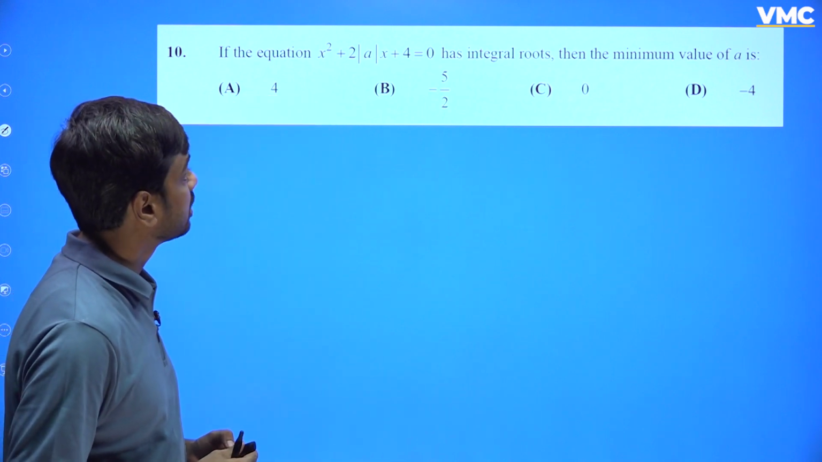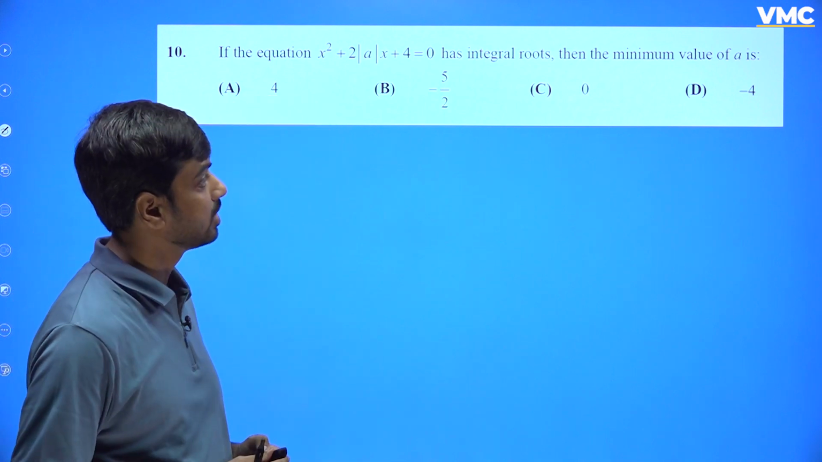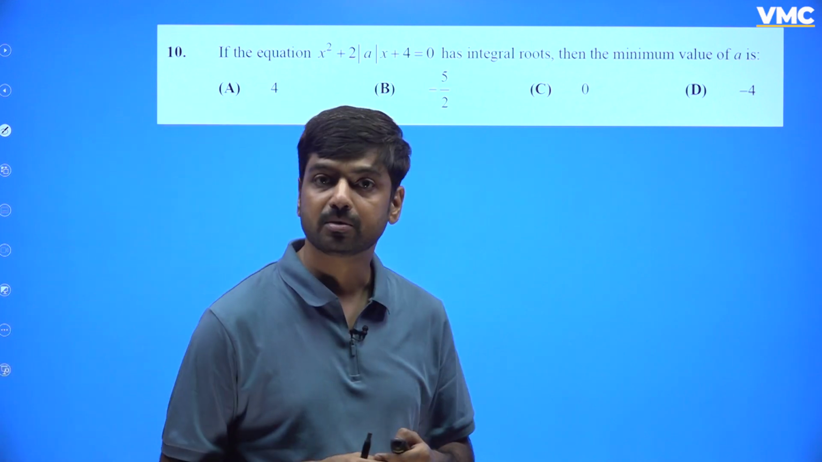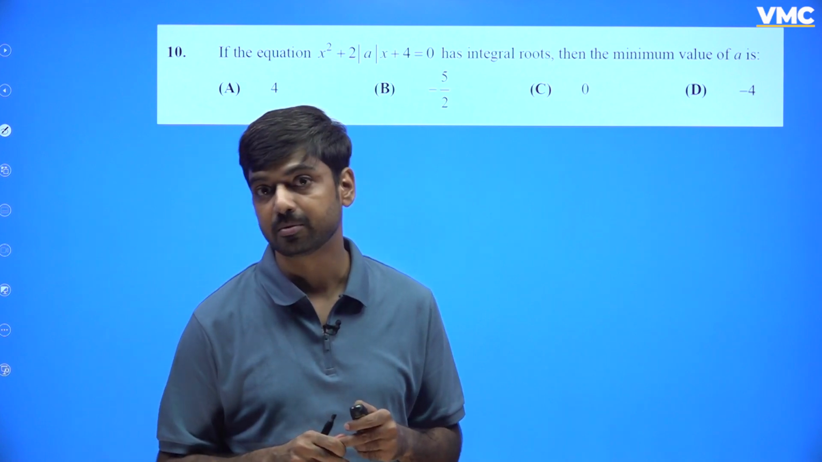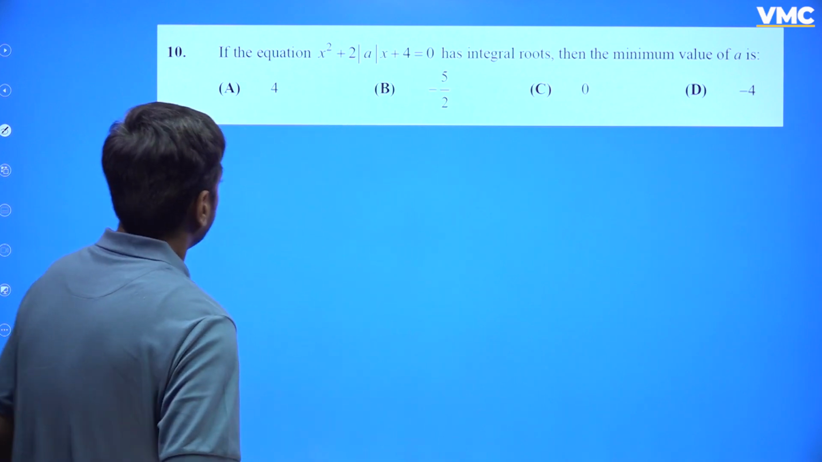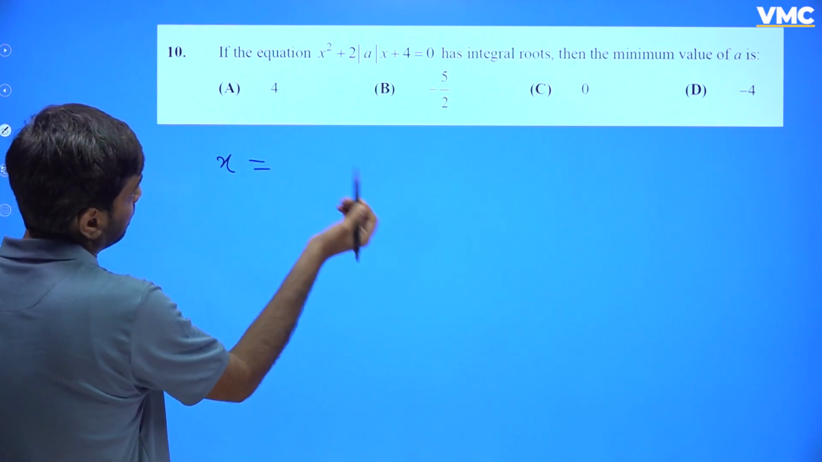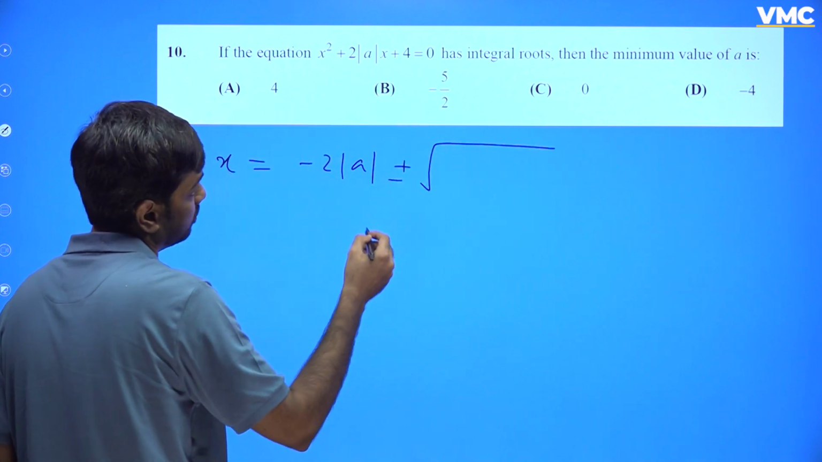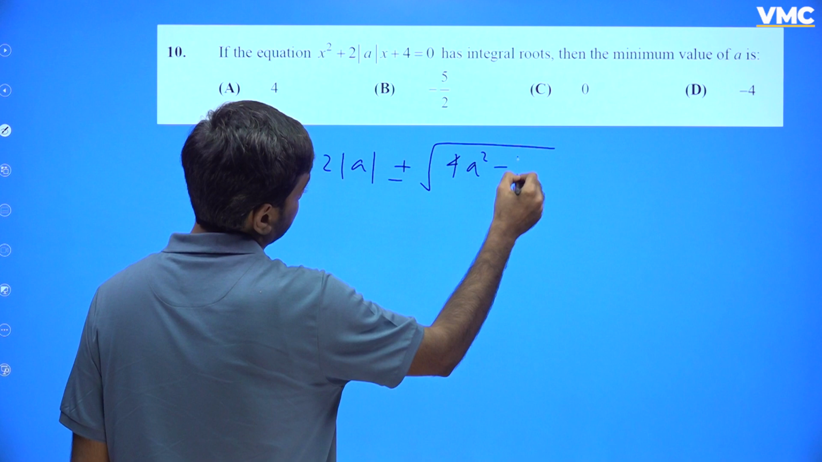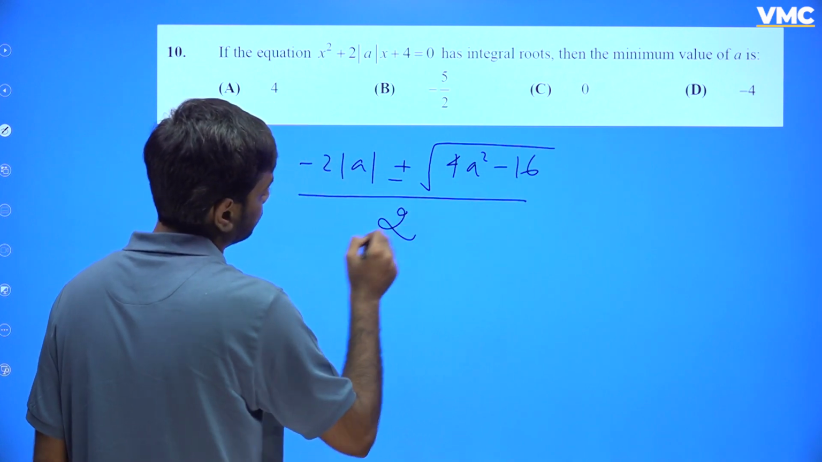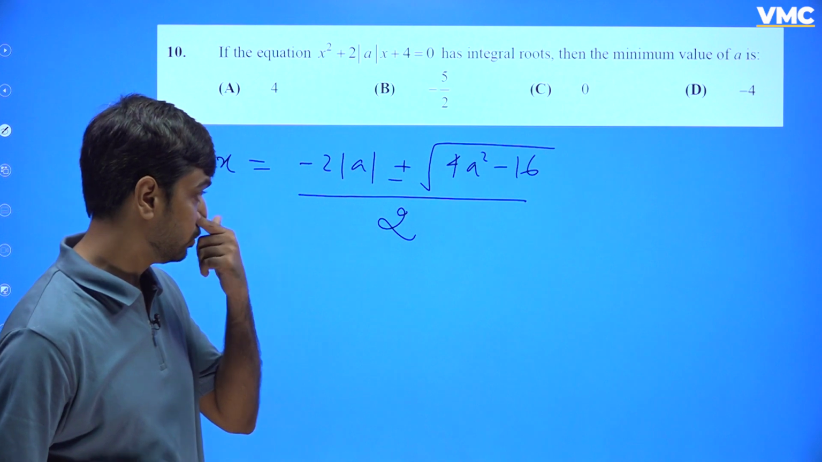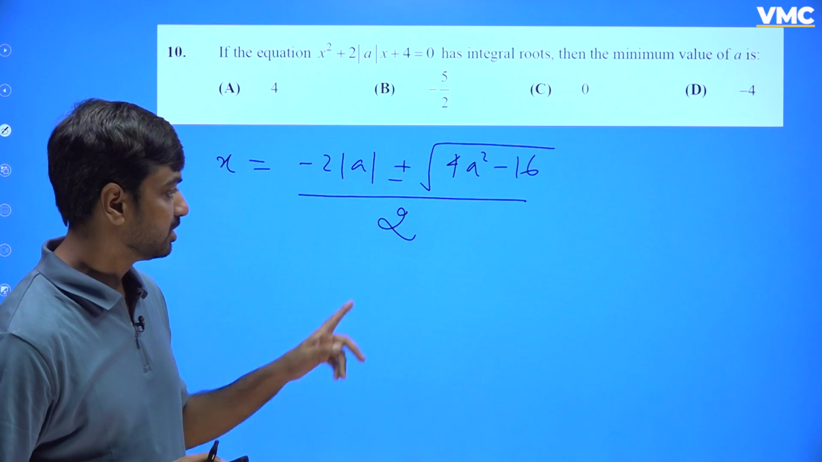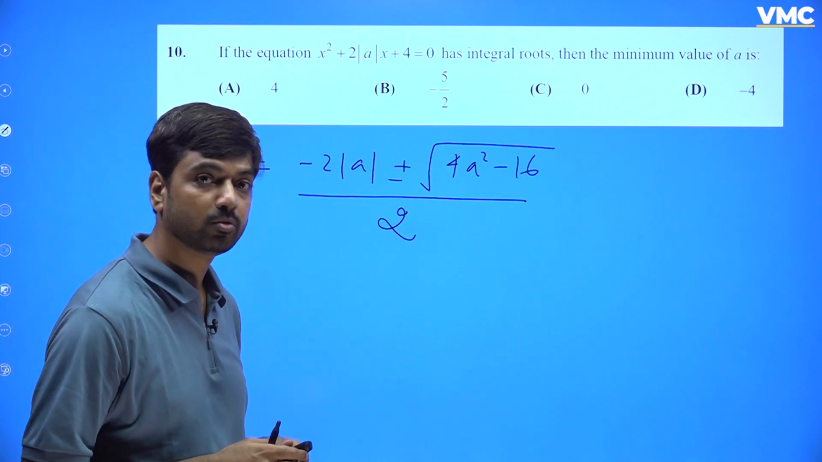If the equation x square plus 2 times of modulus of a times x plus 4 is equal to 0 has integral roots, then the minimum value of a is. Now for integral roots, the discriminant must be positive. This is the first thing, the discriminant must be positive. So when I find out the roots, it comes out to be minus 2 times of mod of a plus minus root over the discriminant, which is going to be 4a square minus 16, and in the denominator we have 2. So if I want integral roots, the numerator must contain a factor of 2. The numerator must be divisible by 2, as well as this must be a perfect square.